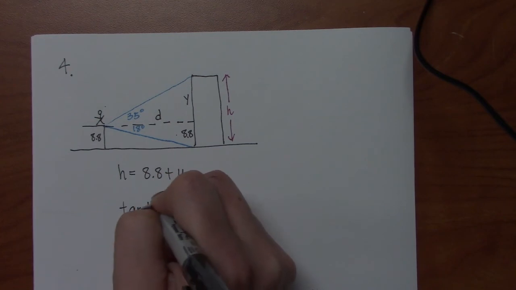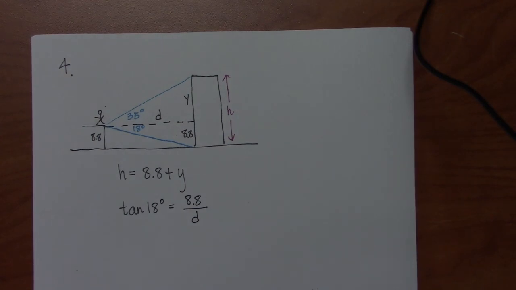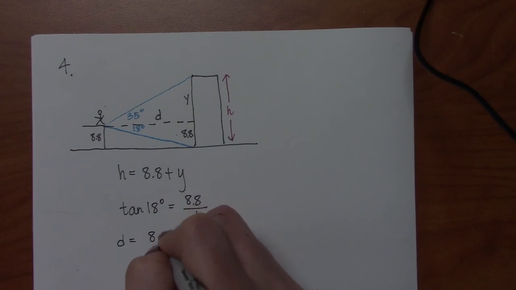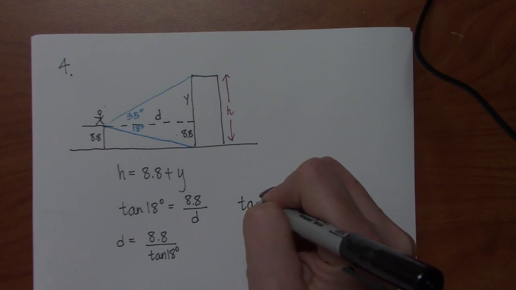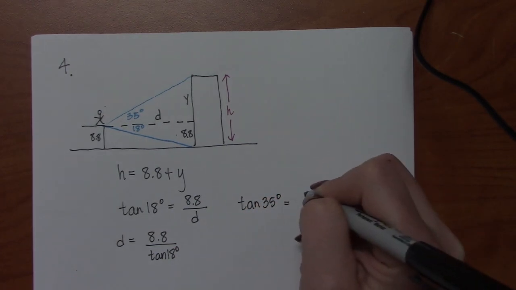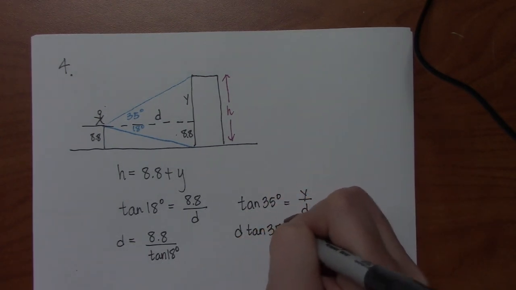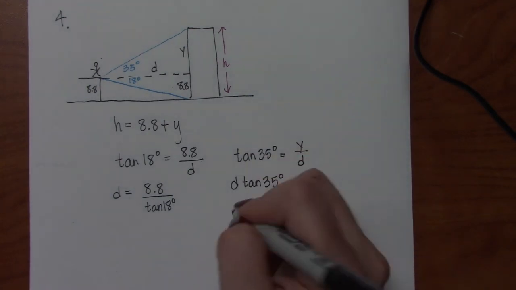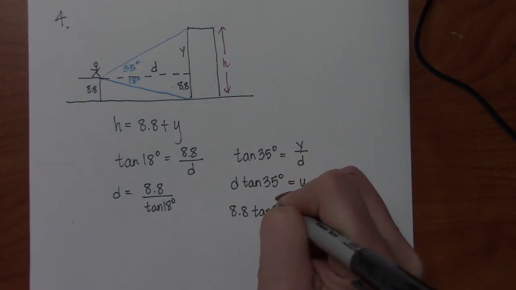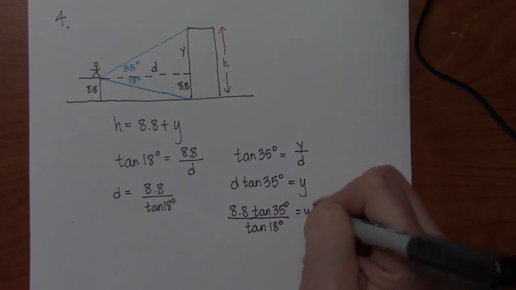So tangent of 18 degrees is 8.8 divided by D. That means D is 8.8 divided by tangent of 18. In the upper triangle, we have an angle of 35 degrees. So tangent of 35 is y over D. So y is D times tangent of 35. Now I can plug in what D is. And now I know the height of y.